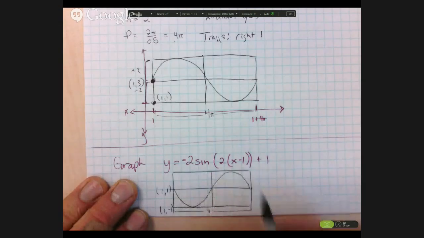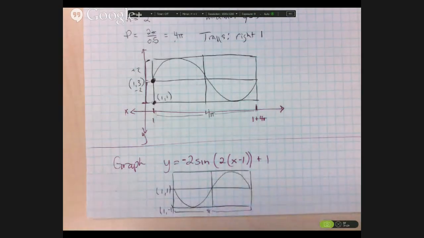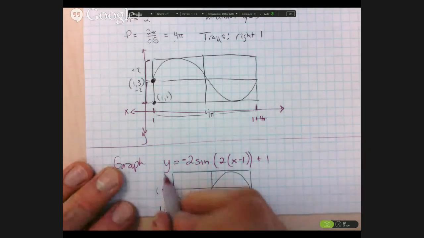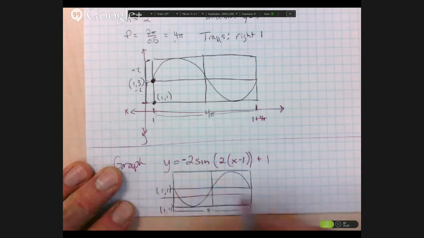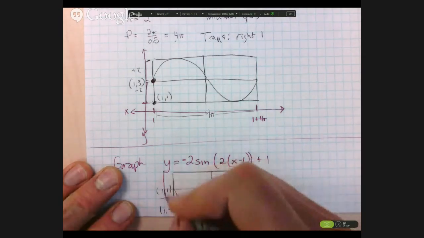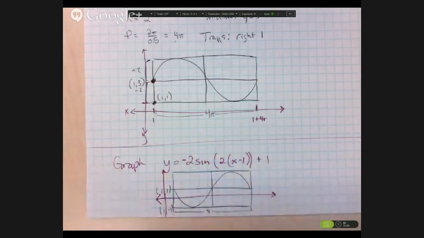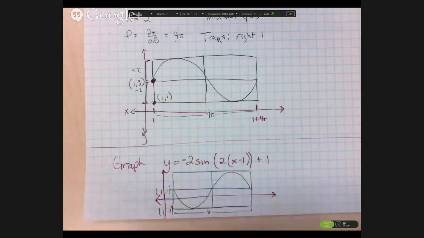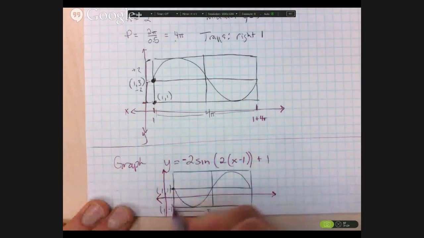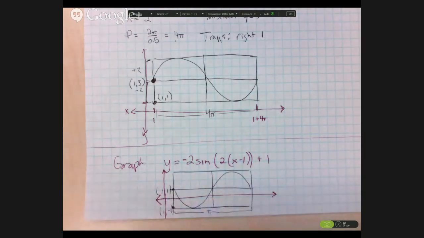Okay, there's the graph with the values on it. Here's the grid. Okay, this is (1, 1) and (1, -1). You've just graphed it.